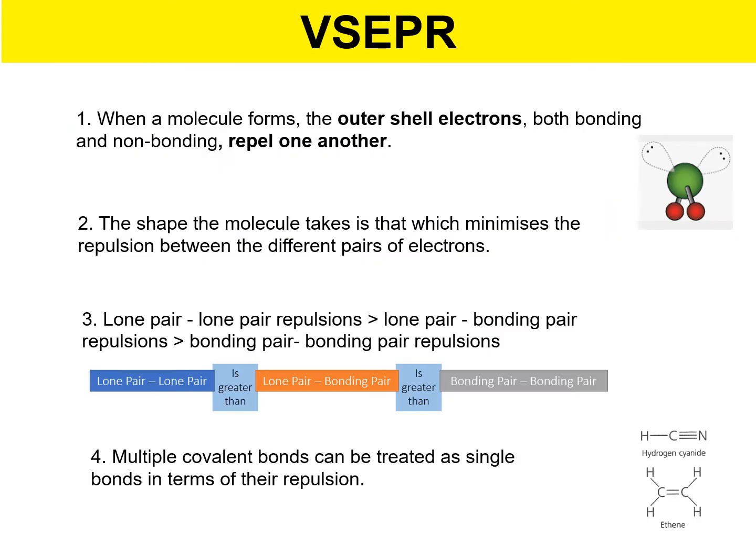When a molecule forms, the outer shell electrons, both bonding and non-bonding, repel one another. The shape the molecule takes is that which minimizes the repulsion between the different pairs of electrons. Lone pair repulsions are greater than lone pair bonding pair repulsions, which are greater than bonding pair repulsions. And multiple covalent bonds are treated as single bonds in terms of repulsion.